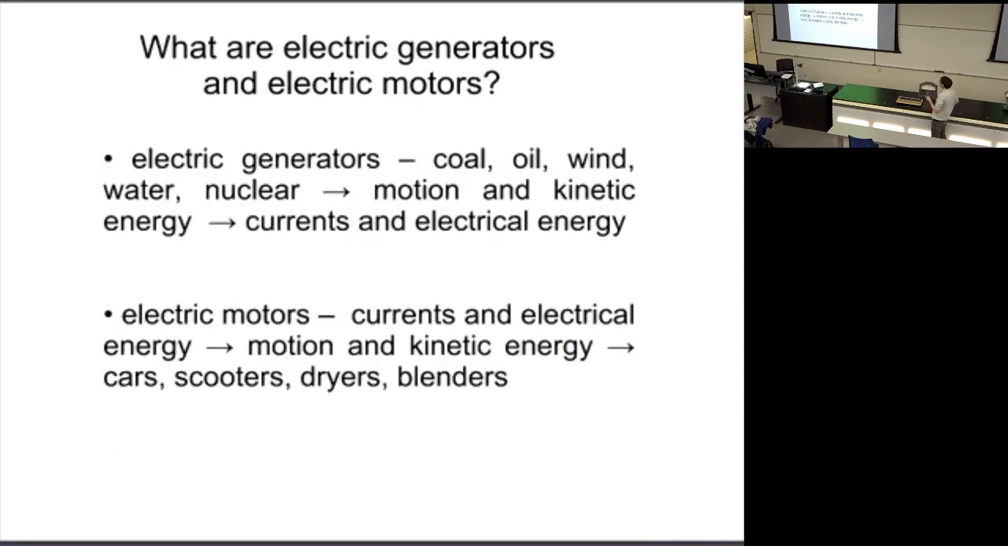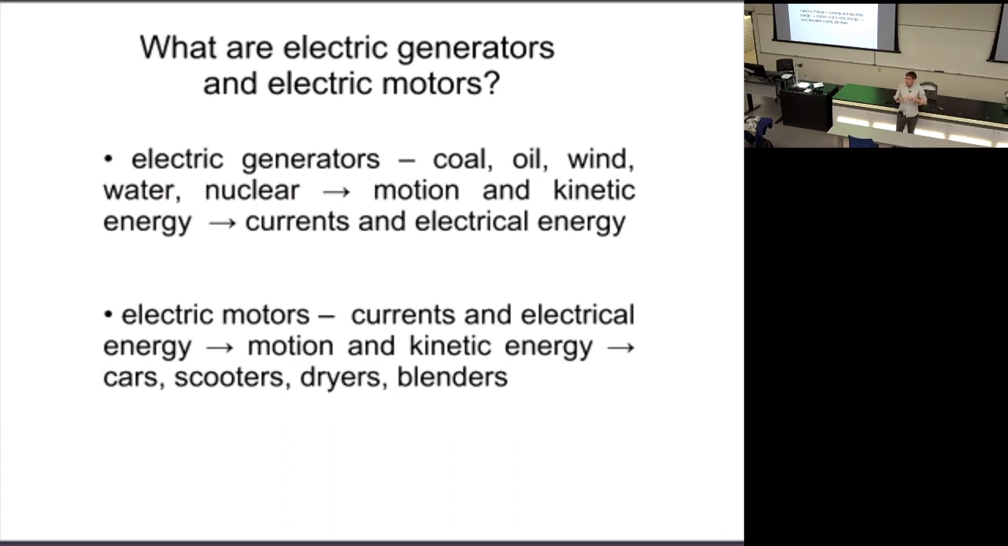Okay, so let me just first say a little bit about, so what are electrical generators? And a related topic, what are electrical motors? So in electrical generators, we might think of coal or oil, other fossil fuels. We might think of wind generators. We might think of hydro generators. We might think of nuclear power plants. Those are all examples of ways of generating electrical energy and electrical power.